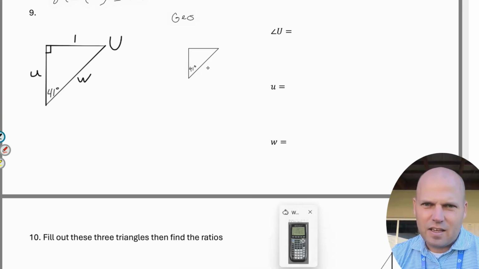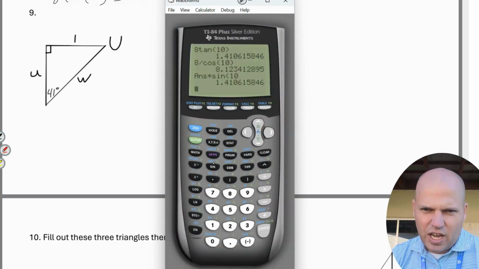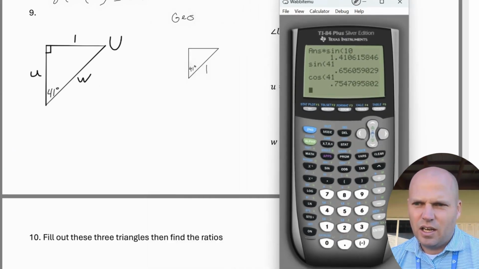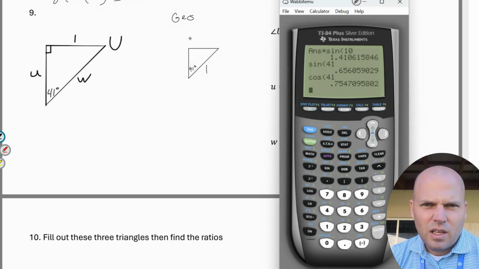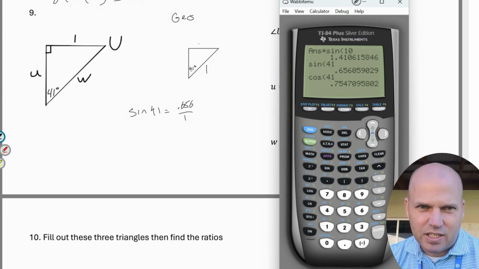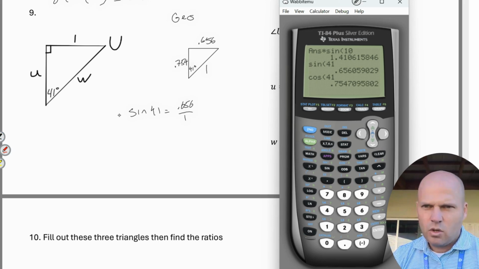So let's say we'll start with our unit triangle with a hypotenuse of 1. We'll do the sine of 41. We'll do the cosine of 41, making sure we have the correct angles listed. The sine of 41 is opposite over hypotenuse. So since the sine of 41 is 0.656 over 1, I know the opposite is 0.656, the hypotenuse 1. The adjacent is 0.574. The hypotenuse is 1. Cool.